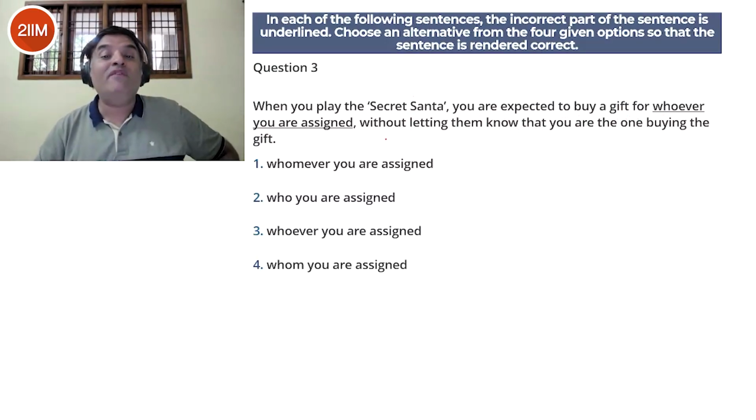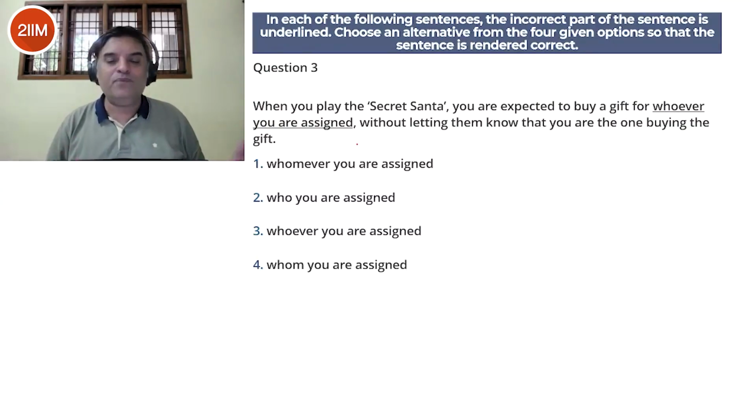Okay, so we have for whoever you are assigned. So that's the underlined portion. Now we have to determine whether this is correct or not. Okay, so let's look at the options. It has whomever, who, whoever, and whom.